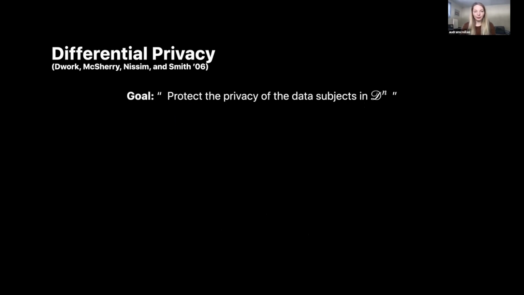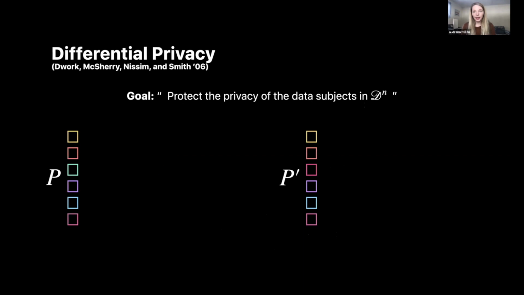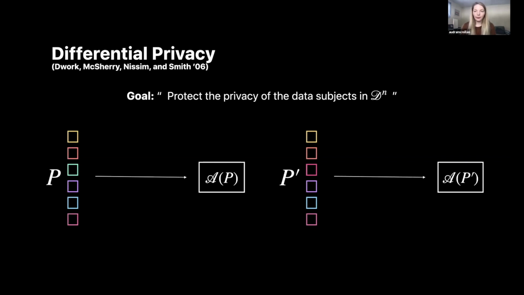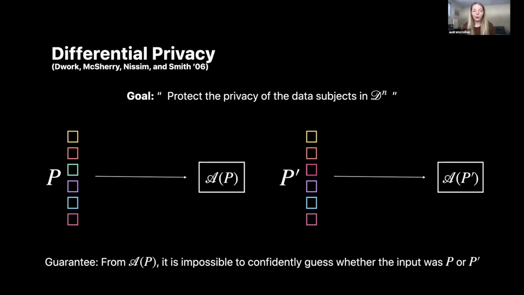Okay, so let's see what they meant. Suppose I have my database P. Now imagine I have another database P prime that differs from P in only one data point. So this green data point has turned pink in P prime. Now imagine running a mechanism A on P versus P prime. Then we're going to say that this mechanism A protects the privacy of P if from the output, it's impossible to confidently guess whether the input was P or P prime. This protects the privacy of this individual because we can't tell whether their data was green or pink.